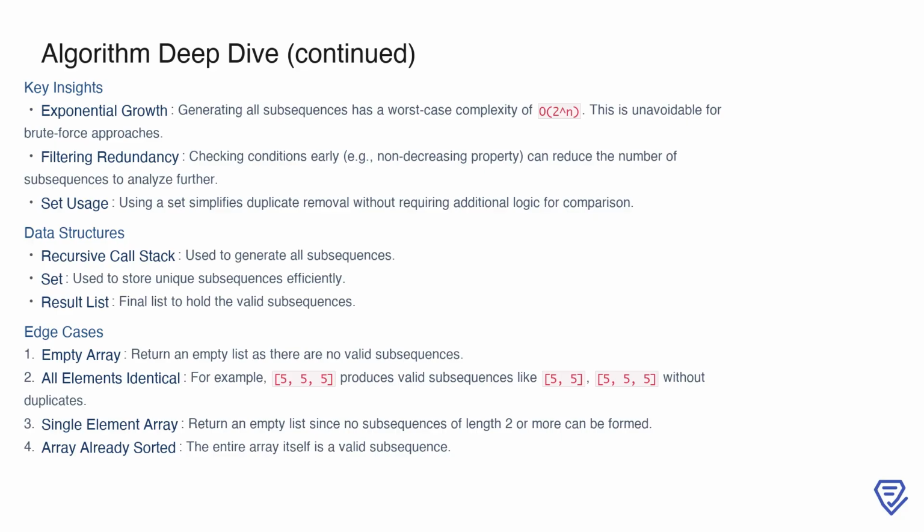In terms of complexity, the time complexity is O(2^n * k), where n is the length of the input array and k is the average length of valid subsequences. The space complexity is O(2^n), as we may need to store all subsequences in the worst case. Together, these optimizations ensure the solution is both efficient and scalable, even for larger input arrays.